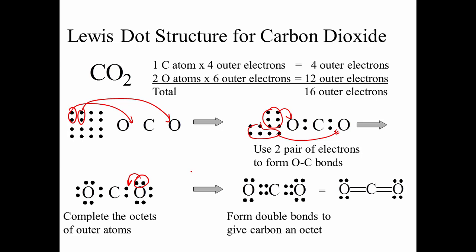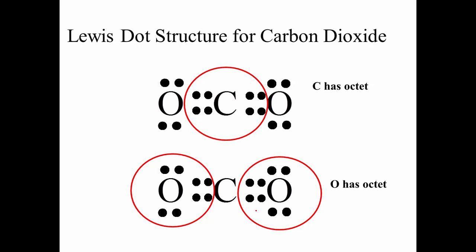So that's what we've done here on both sides. We have lone pairs like we had before, and now we have bonding pairs. But now we see we have two bonding pairs between the carbon and oxygen. So that's called a double bond, or double covalent bond, and that will fulfill the octet rule.